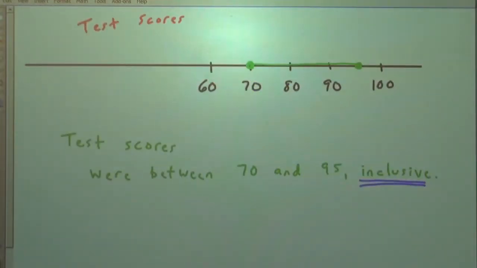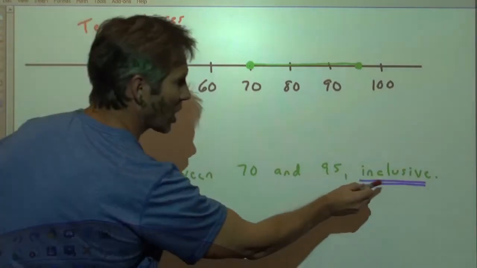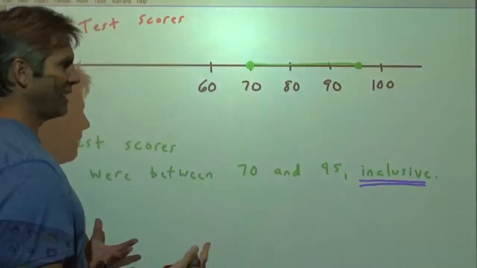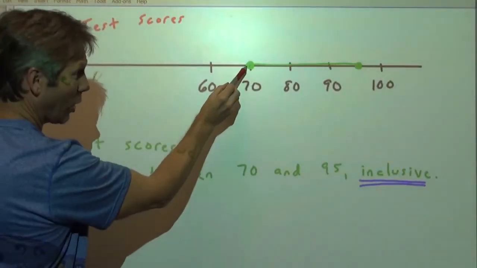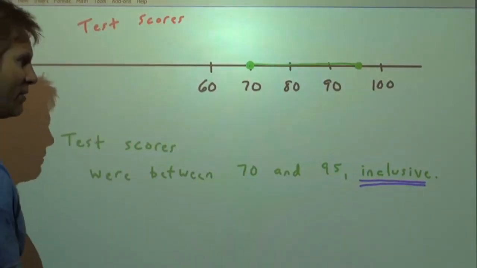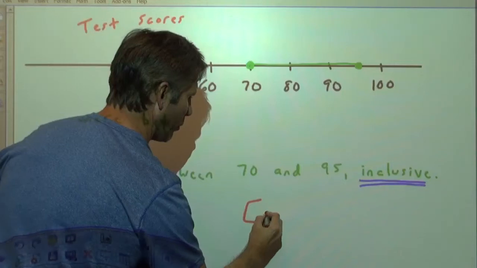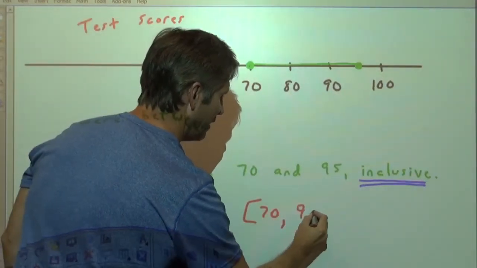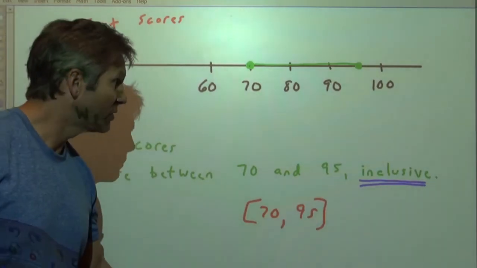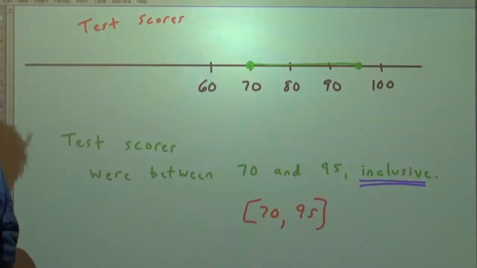So lastly, if we say that the test scores were between 70 and 95 inclusive, it means that 70 and 95 were among the test scores, and so it's a closed interval, closed at 70, closed at 95. So this would imply that we're going from 70 to 95 inclusive, it's a closed interval. So that's it. That's a beginning idea surrounding some of the basics of inequalities.